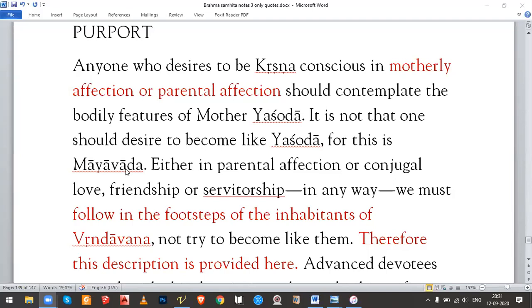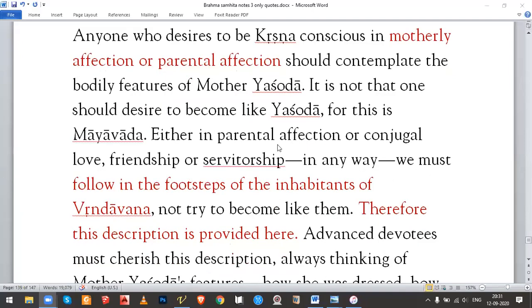No, but they meditate on the person who is actually serving Krishna in Vatsalya Rasa, who has these qualities, that type of love, Vatsalya Rasa, which one aspires for. So, either in parental affection or conjugal love, friendship or servitorship, in any way, we must follow in the footsteps of the inhabitants of Vrindavan, not try to become like them. Therefore, this description is provided here.